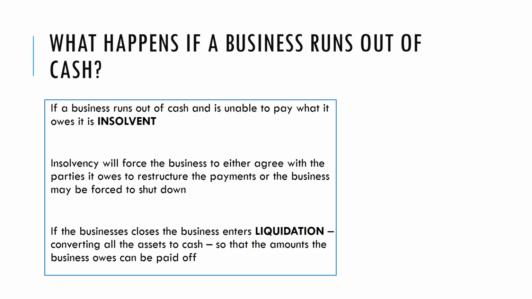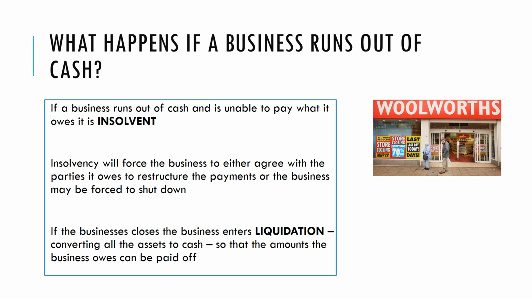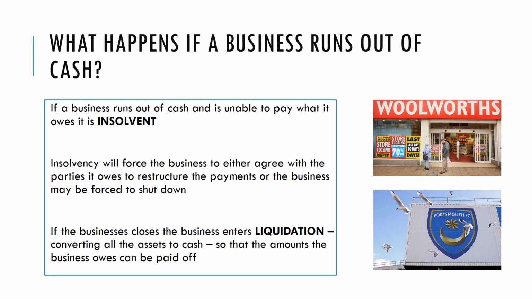Can you think of any businesses that you might know of that cease to exist, have run out of cash and shut down? There have been quite a few examples in recent years. For example, Woolworths. And when Woolworths was liquidated, you could even buy the tills as they sold off all the assets of the business. A number of football clubs as well have also faced issues with running out of cash and have entered liquidation.